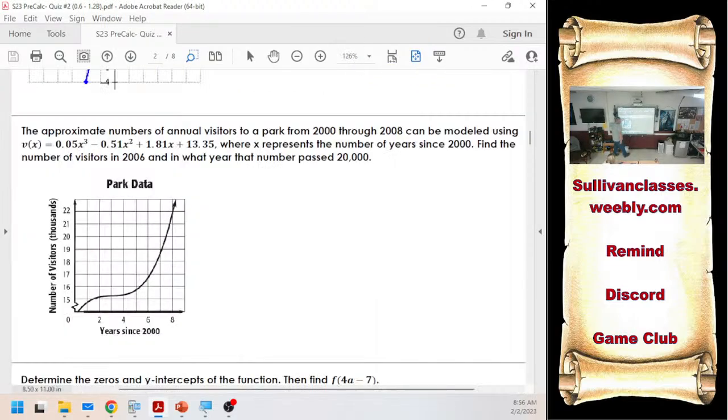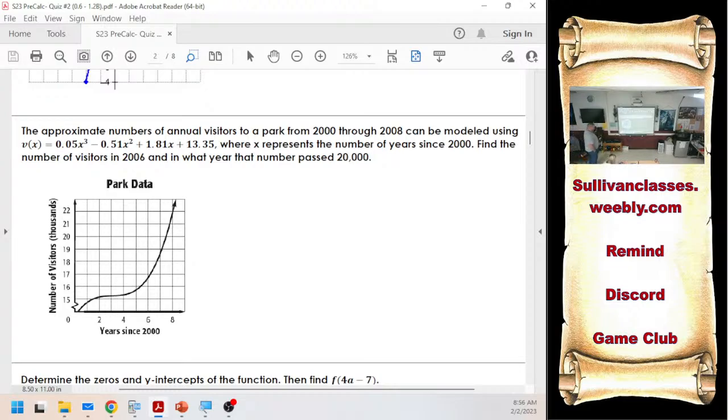Number 5, between the 2 days, we spent about half a class, full class, talking about graph analysis. I got a big old honking function there, and it says the annual visitors to a park, 2000 through 2008. X is number of years since 2000. How many were in 2006? What year did they pass 20,000? So notice it doesn't say anything about estimate. We're going to find them for real.